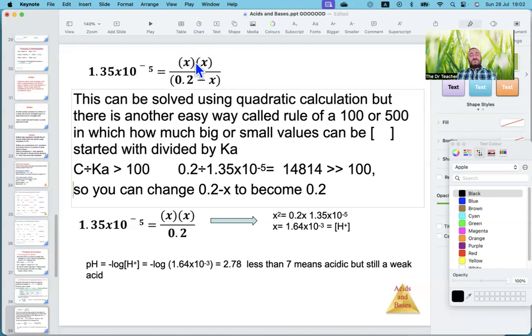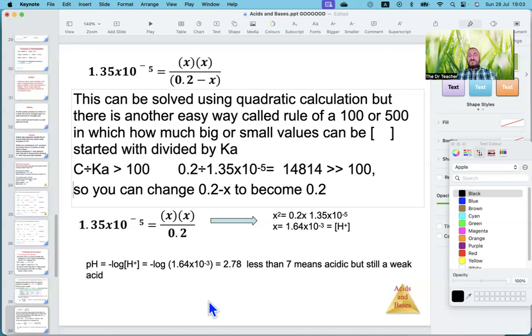and now we only end up with x squared. X squared divided by 0.2 equals Ka. You see? So now x equals this amount. So x is what? It is the concentration of the proton. Okay? So if I have a concentration, it's easy to find the pH. So the pH is minus logarithm H equals minus logarithm of this amount, put it here, and the value becomes 2.78. Now this is less than 7, meaning acidic, but it's still a weak acid.